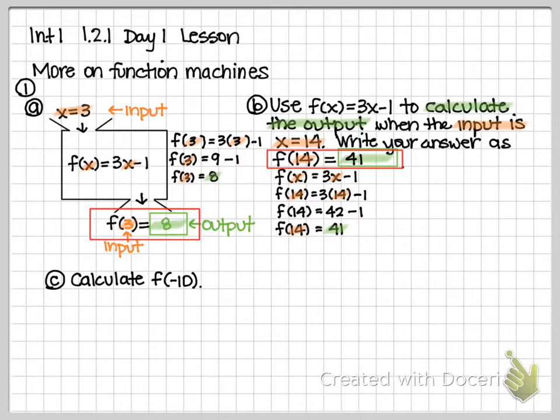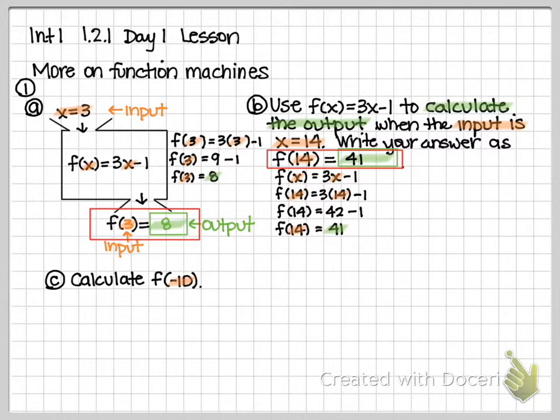Now, what I'd like you to do is part C. I want you to use the exact same function. f of x is equal to 3x minus 1. I'm giving you the input because we can see that it's inside the parentheses next to the f. So I'm going to color code it orange. So what I'd like you to do at this point is work out f of negative 10.